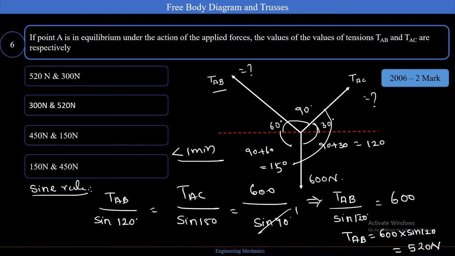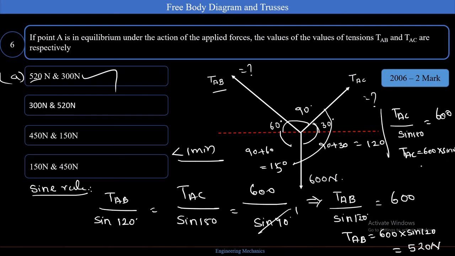So you can see what TAB is here, 520, it is here only. My answer is going to be A. Option A is my answer. Very simple. So in order to find TAC, that is also very simple. TAC divided by sine 150 is equal to 600. So TAC is equal to 600 into sine 150, which is nothing but 300 Newton. That is TAC.